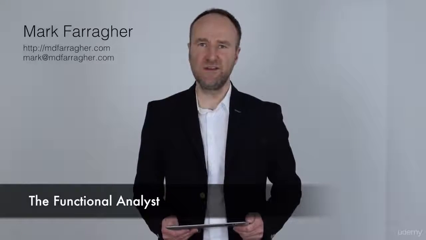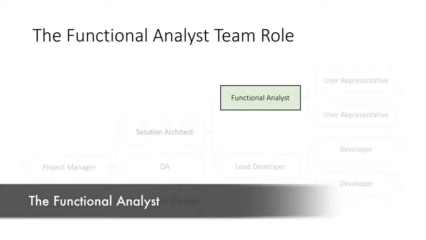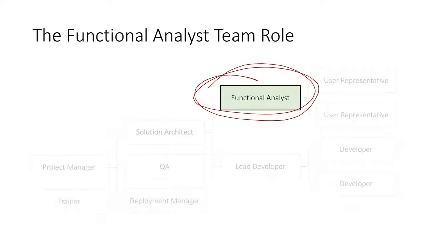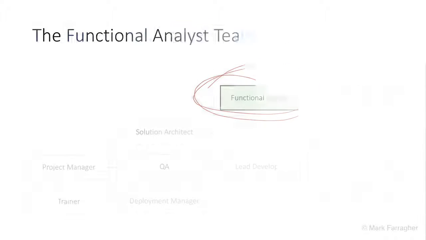Let's take a look at the functional analyst. So the functional analyst is right here in the organizational team role diagram. And as you can see, the role is between the solution architect and the user representative. So the functional analyst talks to the user representative, collects the business requirements, and then composes a functional specification document, sometimes called a functional design, and hands this design over to the solution architect for further processing.